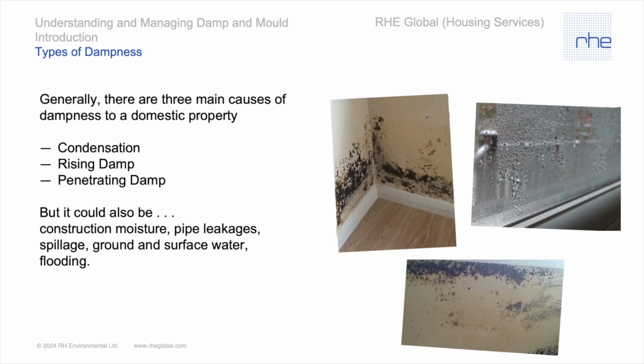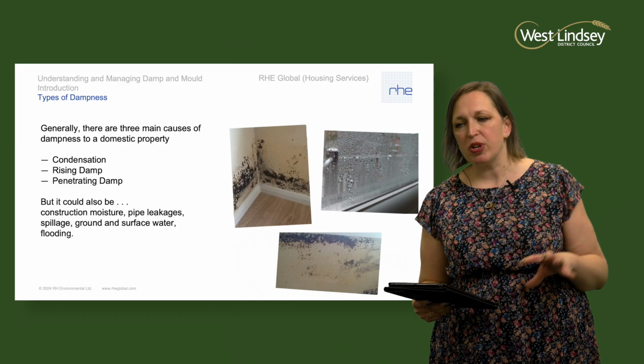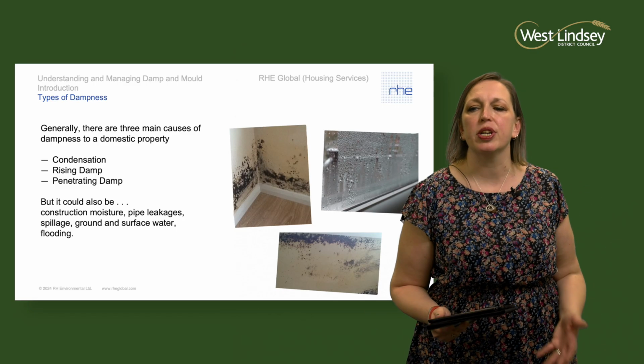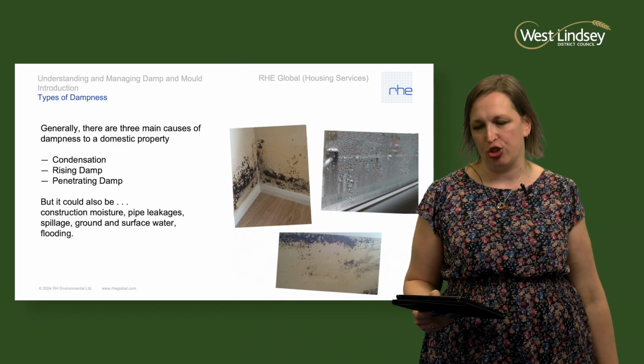Generally, there are three main causes of dampness to a domestic property: condensation, rising damp, and penetrating damp, but there could also be what we tend to call traumatic damp, pipe leakages and spillages. The focus of this presentation, because we're talking about moisture management, is going to be mainly about condensation.